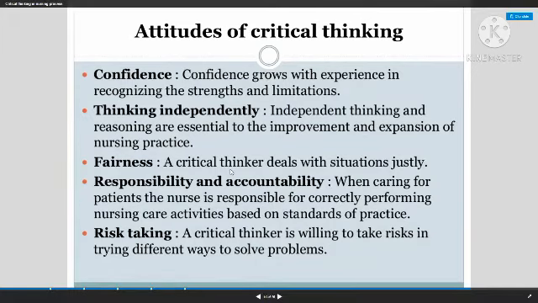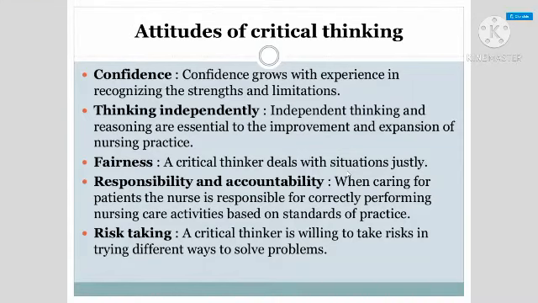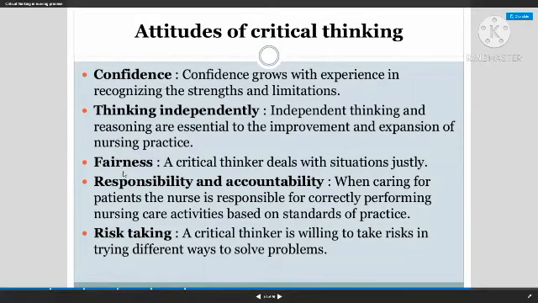Okay, fairness. A critical thinker deals with the situation justly. You don't think about a lot of other things, but about what is good for the patient, and from that view you will act. That is how you provide fairness for the client.